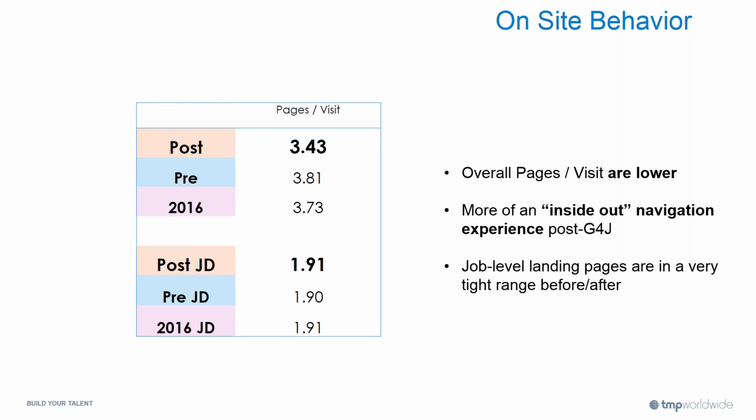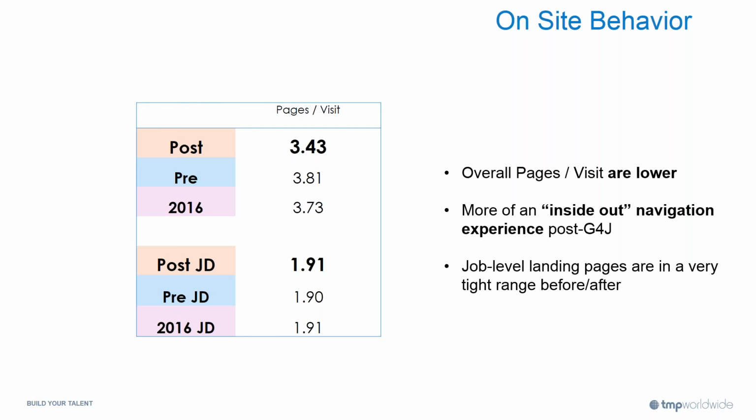The bottom one here where it says post JD, that means post job description. This actually surprised me because it's about as narrow of a range as you can get. It's still 1.91. The previous year, anyone that landed on a job description was also 1.91, and the time frame right before was 1.9. This is basically the same before and after, and this actually came down from what we looked at in October.